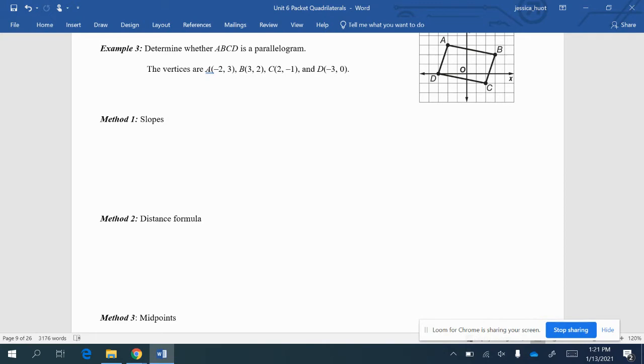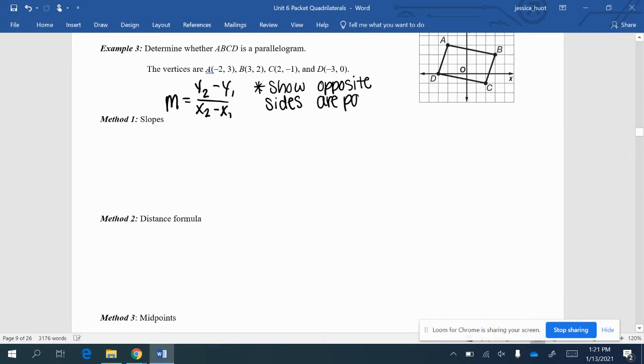So here, method 1, using slopes. Can't forget our slope formula is y2 minus y1 all over x2 minus x1. And for slopes, we have to show that opposite sides are parallel. Okay, so that's what we're looking for. And for two sides to be parallel, they have to have the same slope.